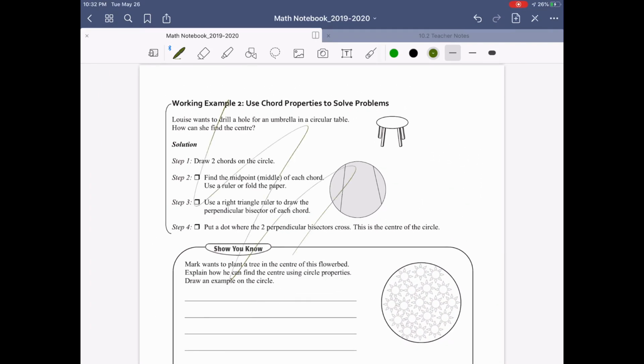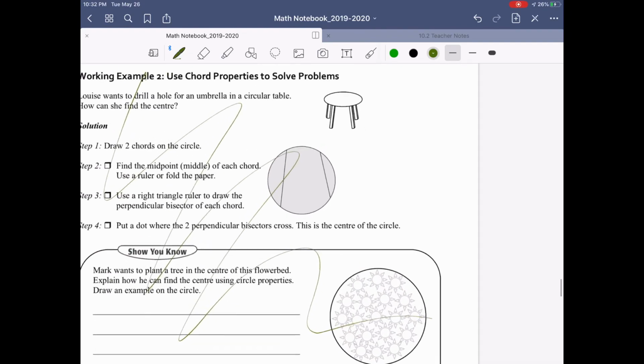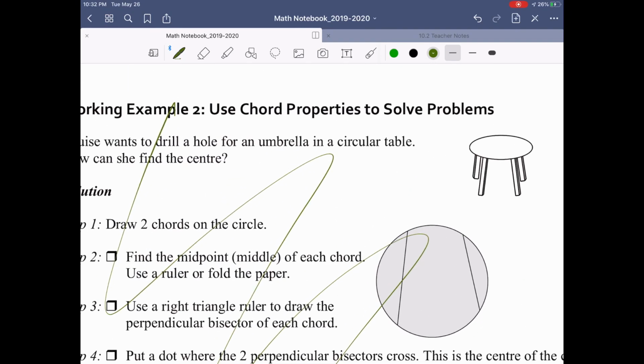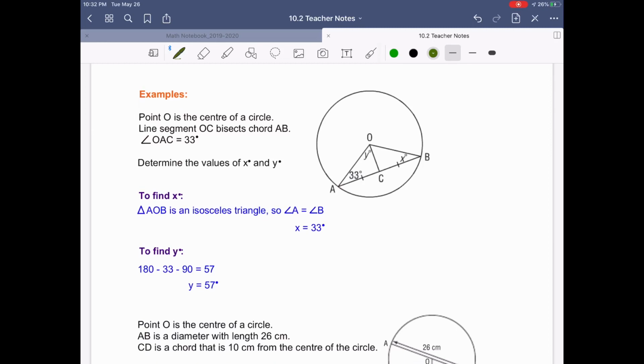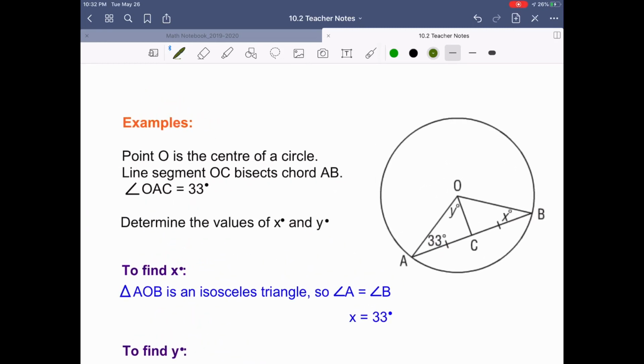This last page of the notes we're not going to do. It's not something that you're going to be tested on. So instead, I'm going to go through some of the examples on the other set of notes that are online. So let's look at some examples here.